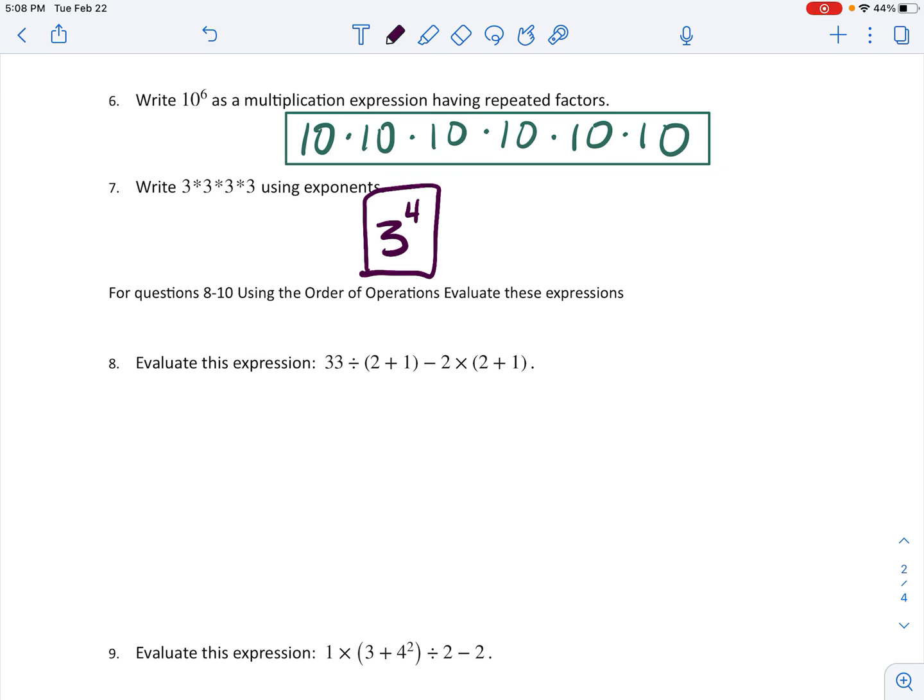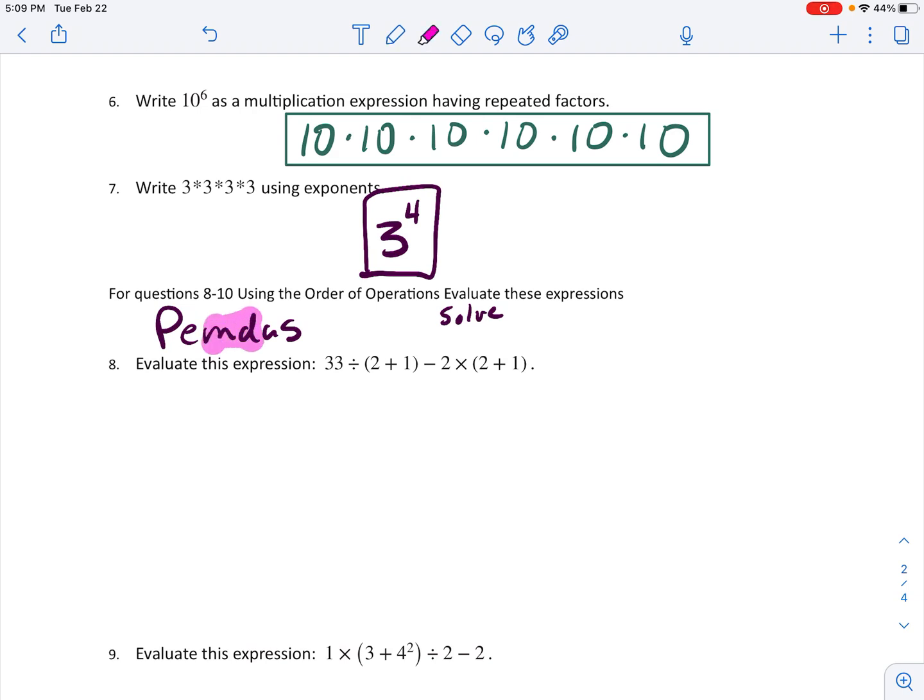The next part says for questions 8 through 10, use the order of operations to evaluate these expressions. Remember, evaluate is just a fancy word for solve. And we are using PEMDAS. Remember, PEMDAS is the order of operations, okay? Parentheses, exponents, multiplication, and division are in the same category, so we solve those from left to right. And addition and subtraction are in the same category, so we solve those from left to right, okay?